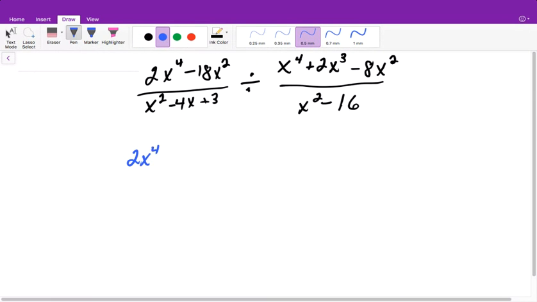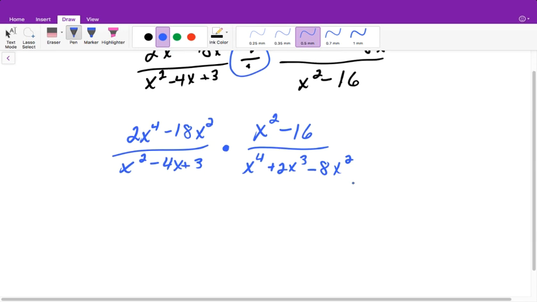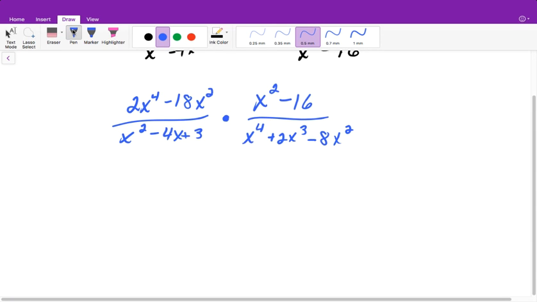So it's 2x to the fourth minus 18x squared over top of x squared minus 4x plus 3. Then we change from division to multiplication, and then we flip our second fraction. So it's x squared minus 16 over top of x to the fourth plus 2x cubed minus 8x squared. All right, so now, remember, once we're dividing or multiplying, we need to factor. So we're just going to go through and factor everything.